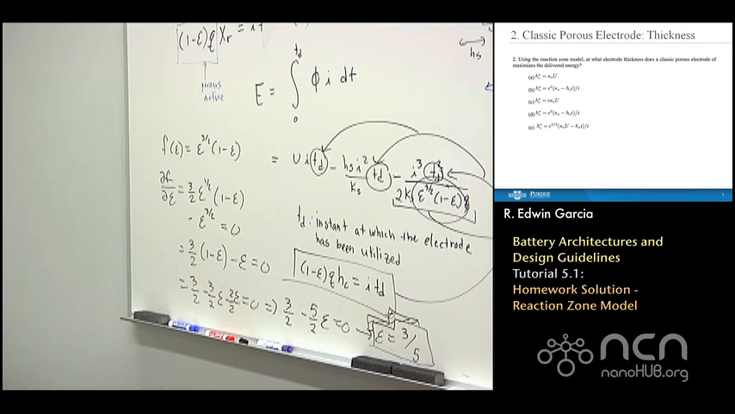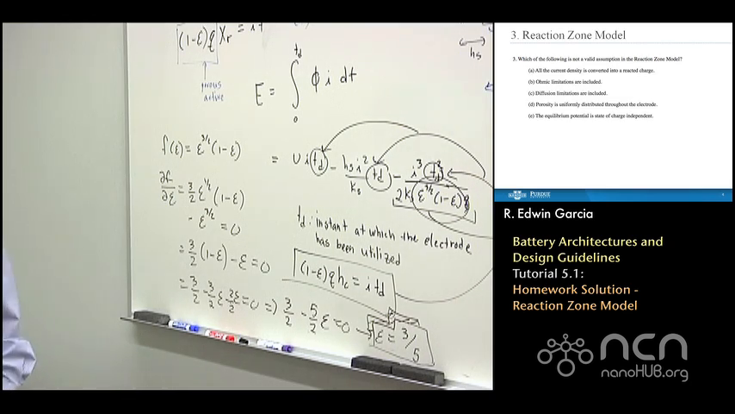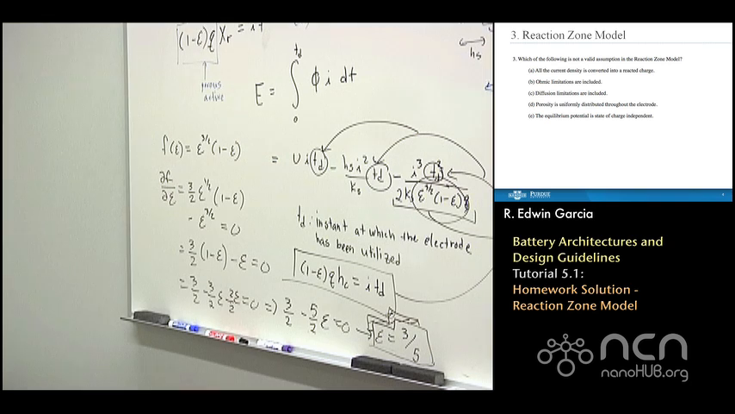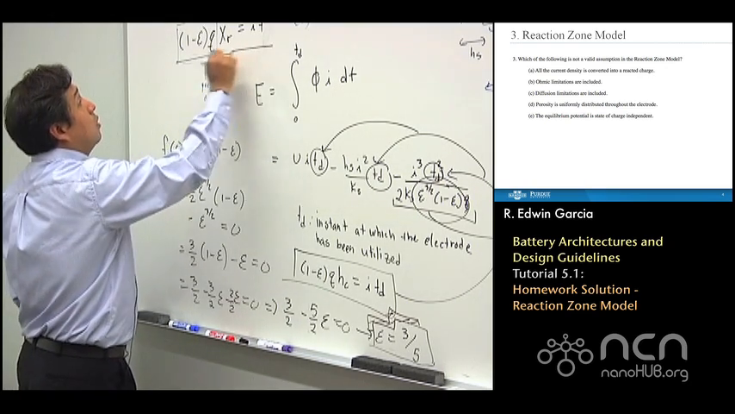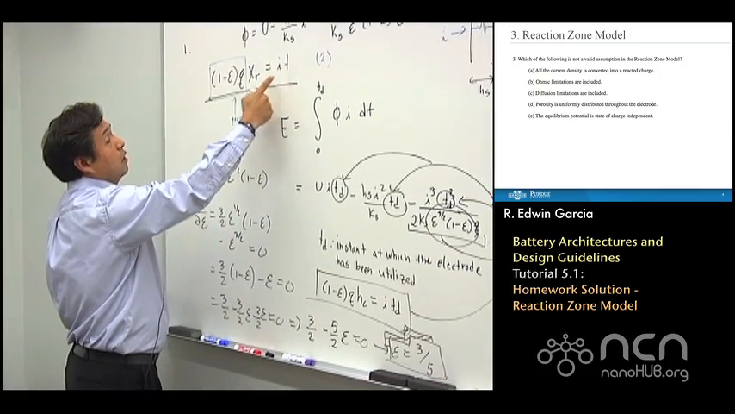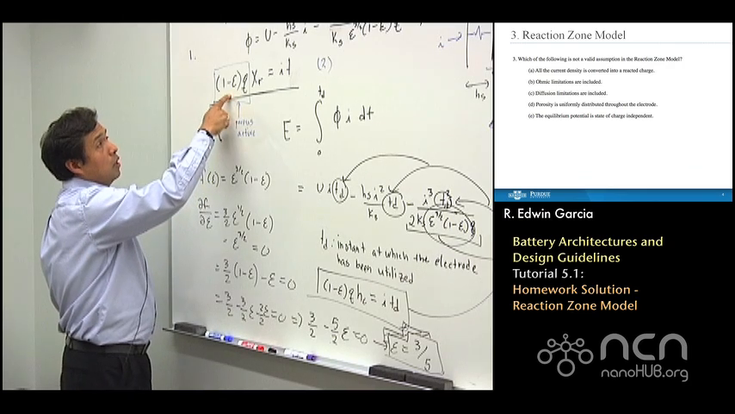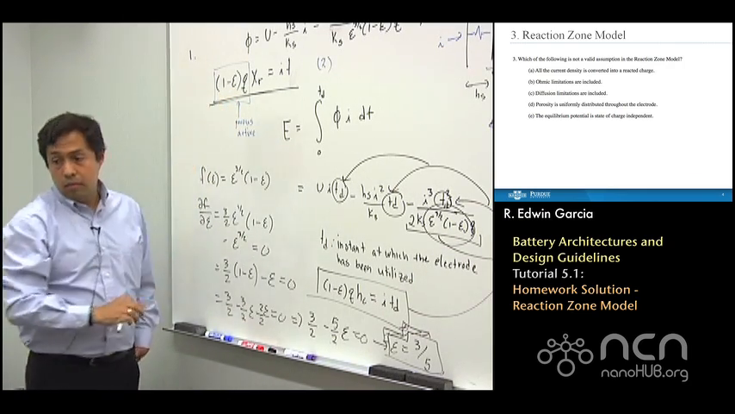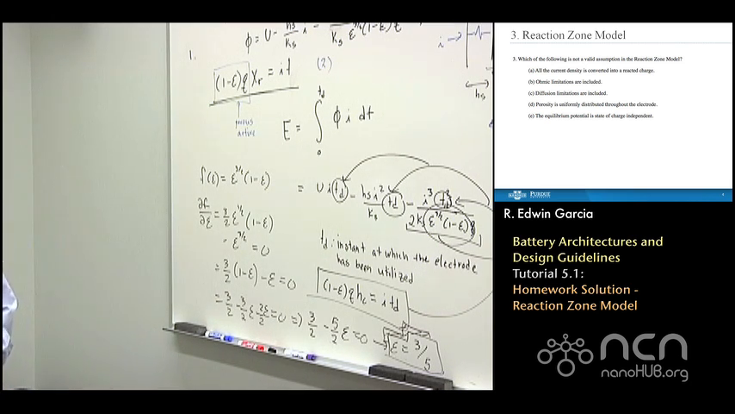Question number 3. It says, which of the following is not a valid assumption in the reaction zone model, which is basically what we discussed. There are 5 possibilities. One of them is that all current density is converted into reactive charge. Notice that that is indeed a valid assumption, because that's basically what we're saying there with equation 2. We're saying that whatever charge we inject into the system is actually used to move the reaction zone, which means that is not the answer we're looking for.